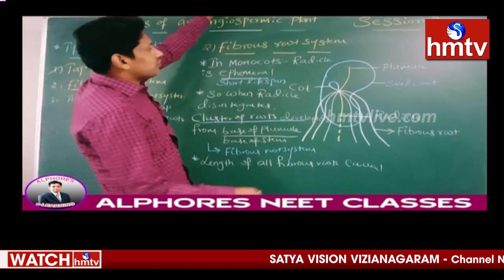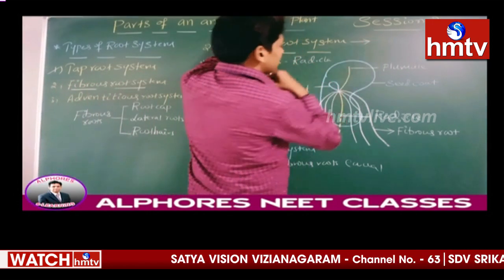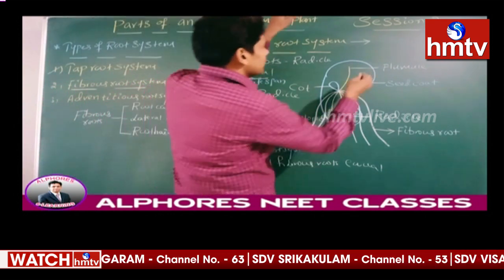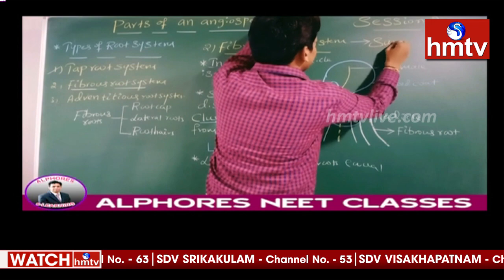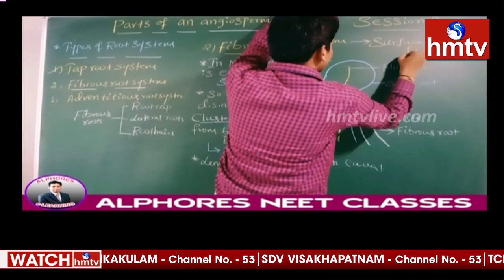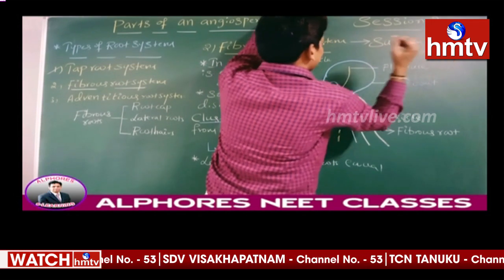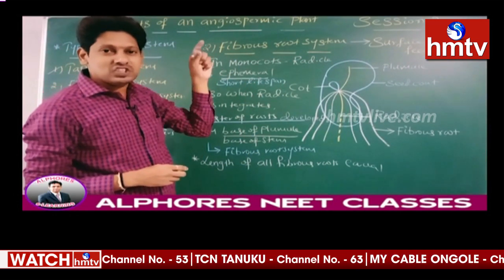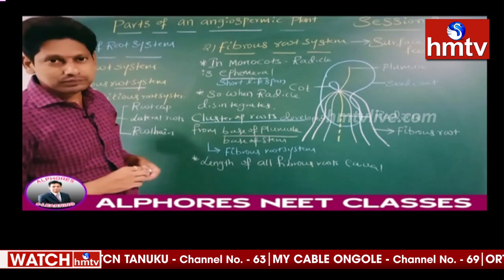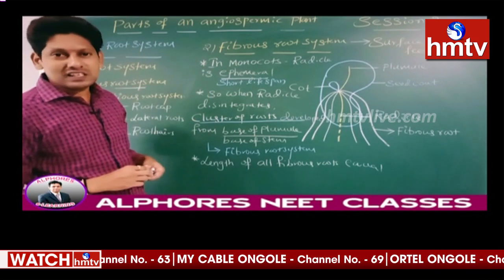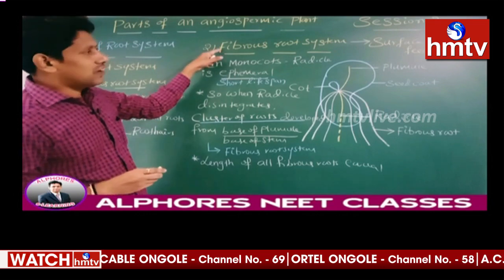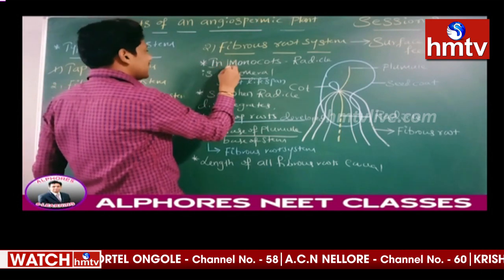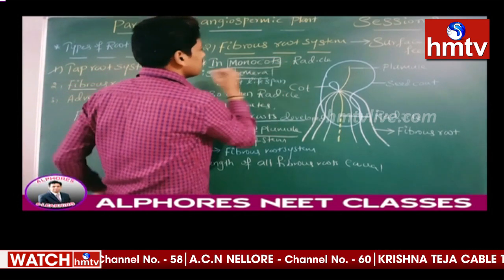Right? This fibrous root system, which root system? They are surface feeders. Which feeders? Surface feeders. Okay. The taproot system is present in the majority of dicot plants. Yes or no? Whereas the fibrous root system is present in which plants? Monocot plants.